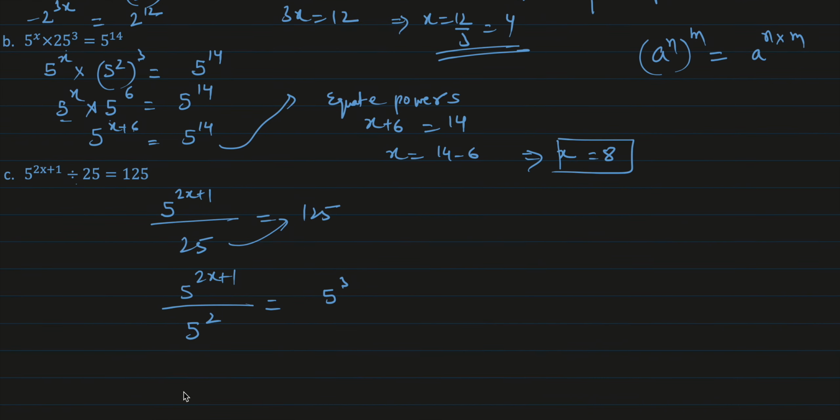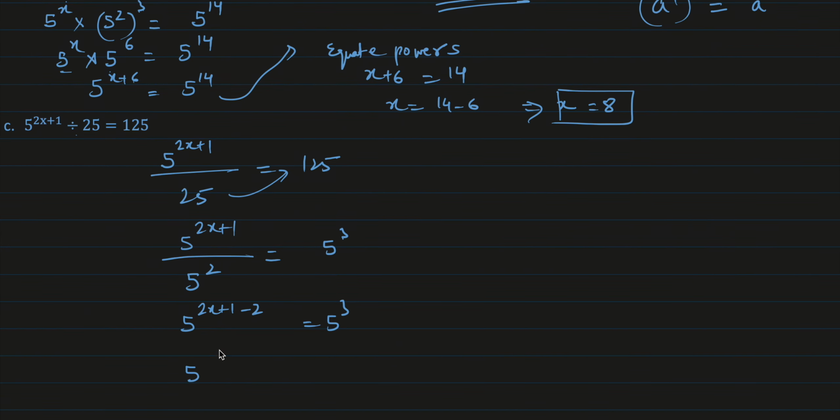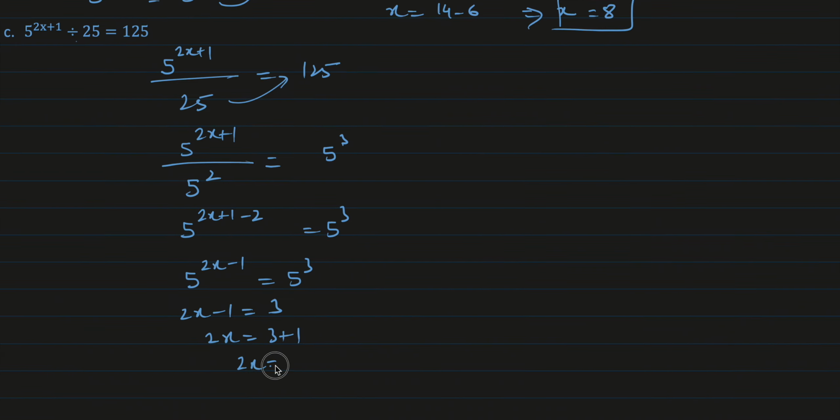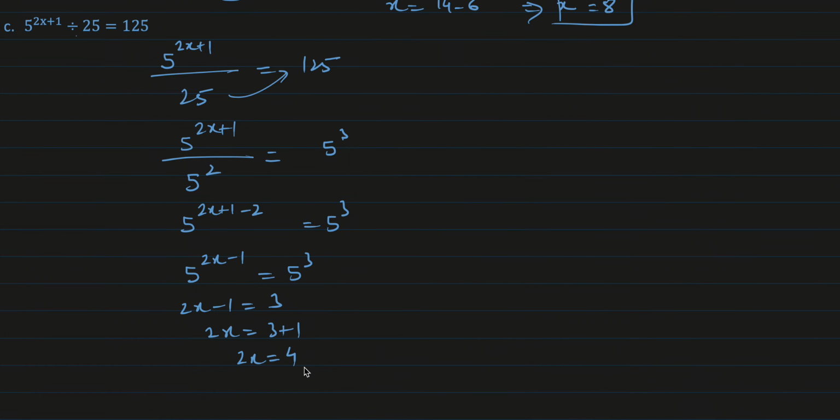Okay. Next step. Now what do? Division, base same. So we subtract the powers. Okay. So 5 raised per 2x minus 1, 5 raised per 3. Now equate the powers again. So 2x minus 1 is 3. So 2x is, you take it here, 3 plus 1. So 2x will be 4. So what will I get? X as 2.